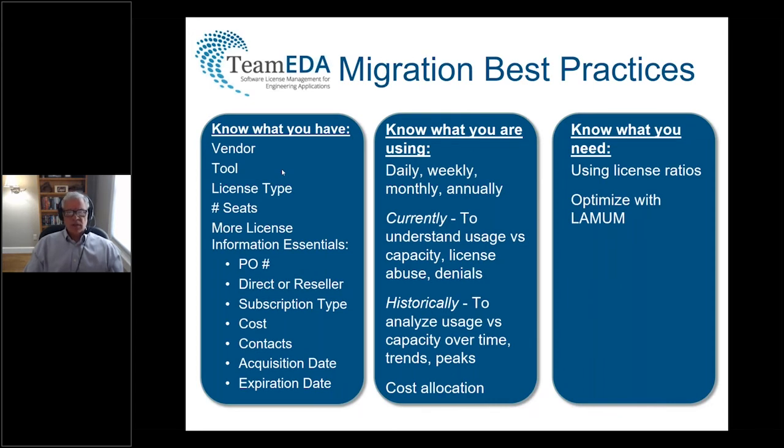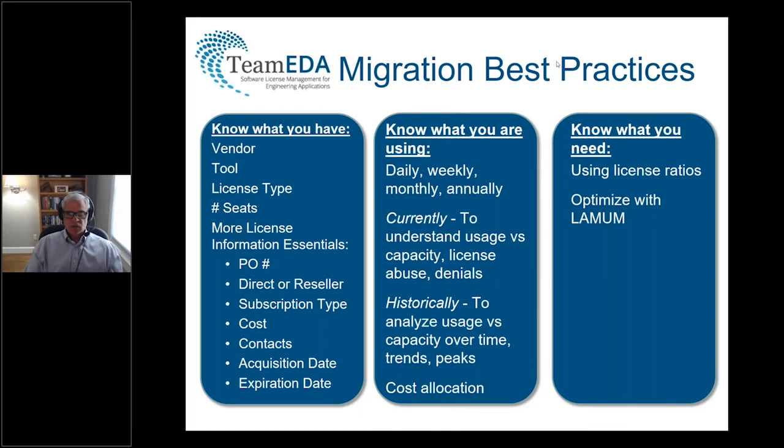Advancing to knowing what you are using. So being conscious of your daily, weekly, monthly, or annual utilization, whether it's currently to understand your usage versus capacity, understanding license abuse, whether it be long checkouts, duplicate licenses, or understanding denials and what you're willing to accept for denials. And then historically, to take a better look and analyze your usage versus capacity over time, understanding the trends, looking at peaks, perhaps during new product introductions, and taking the costs that might be absorbed by a shared engineering services organization and allocating that back to the users, the cost center, or perhaps the project for the new product introduction.